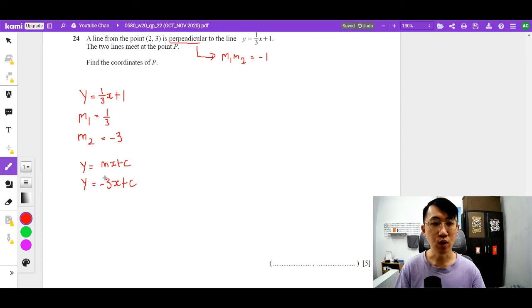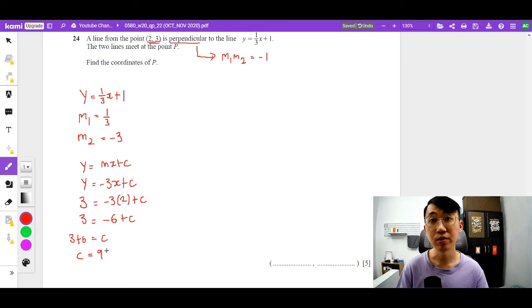And you need to use your y and x value from here: 2, 3. So, fill up: 3 equals to negative 3 times what is your x? 2, plus c. So, go ahead and expand and simplify. Negative 6 plus c. Bring negative 6 towards there. Then you will get 3 plus 6 equals to c. c is 9. Y-intercept is 9.